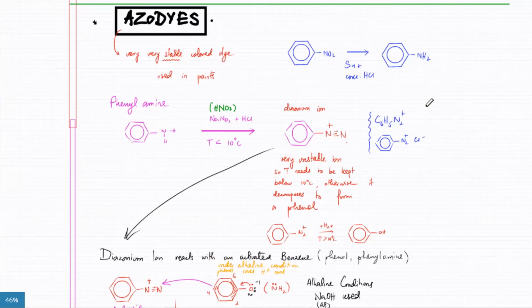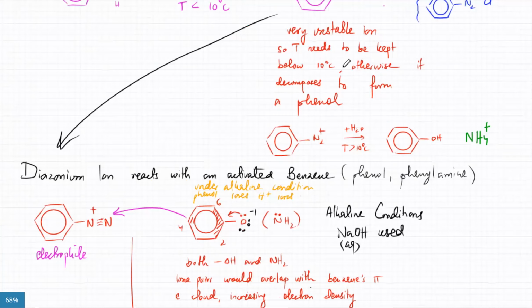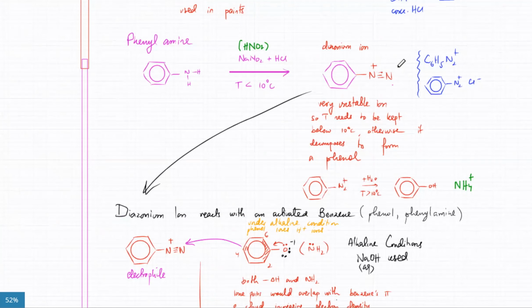It's so unstable that if you raise the temperature above 10, it will quickly react with water. It will attract lone pairs from water, react with it, and decompose and form a phenol, and at the same time produce NH4+ ions as well. Okay, Bhaskar, is this clear? No need to go into the details of how the electrons are being shared over here. Is there any condition where it produces ammonia instead of ammonium ion?